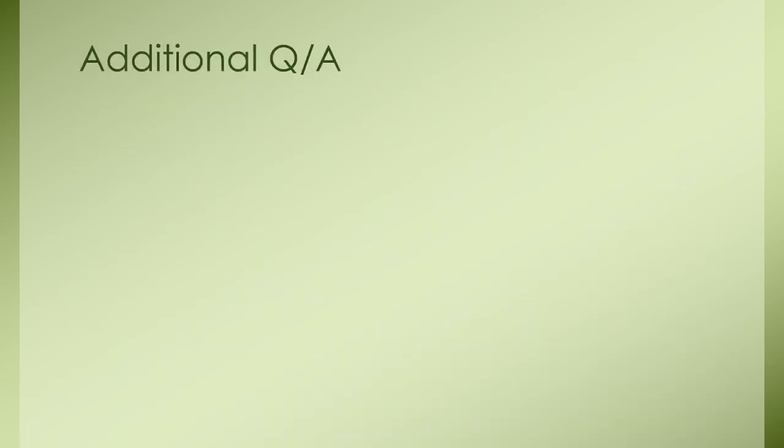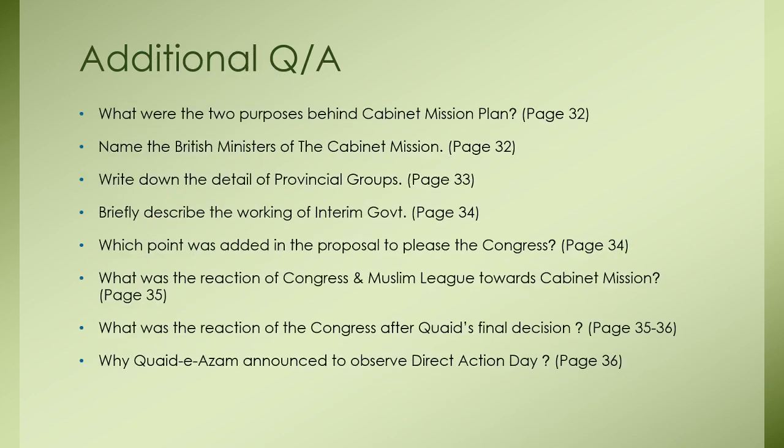My dear students, I hope you all have understood this. Now you can see few additional question answers. Please note down in your book for further understanding and preparation. The questions are, what were the two purposes behind Cabinet Mission Plan? Page 32. Name the British Prime Ministers of the Cabinet Mission. Page 32. Write down the detail of provincial groups. Page 33. Briefly describe the working of interim government.